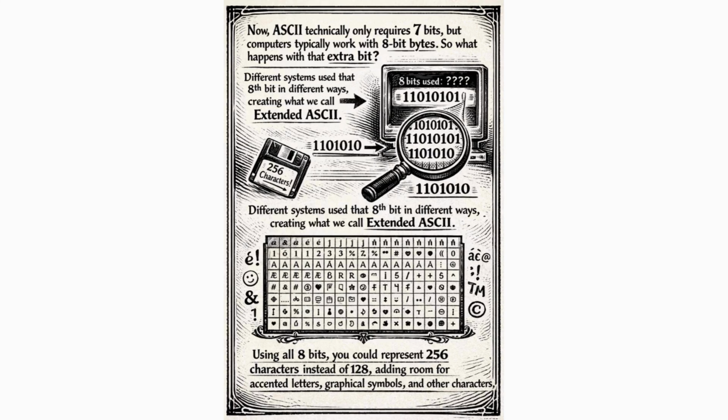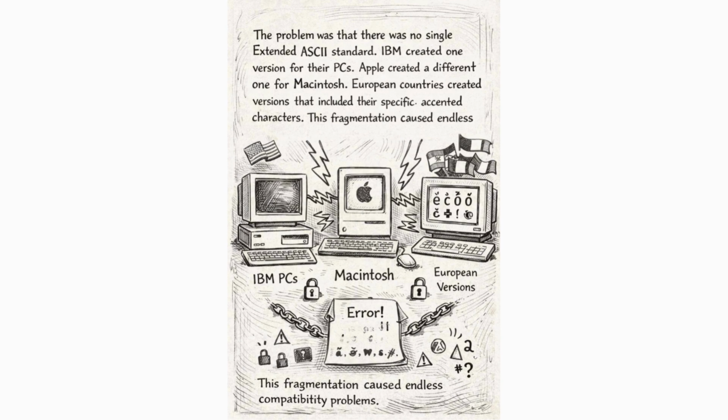Now you'll notice that we said ASCII technically requires only 7 bits, but computers are typically working with 8-bit bytes. So what's going on with that extra bit or that missing bit? Different systems used that 8th bit in different ways. They created what we call extended ASCII. By using all 8 bits, you could represent 256 characters instead of 128, adding room for accented letters, graphical symbols, or other characters. The problem was that there was no single extended ASCII standard.